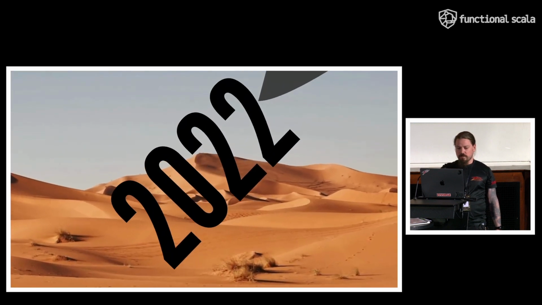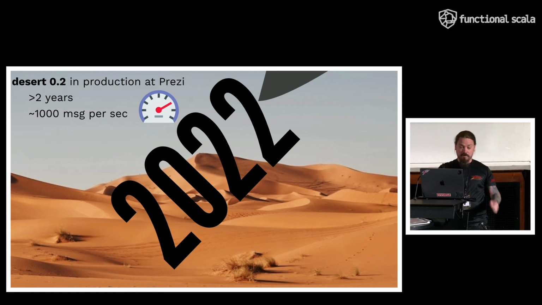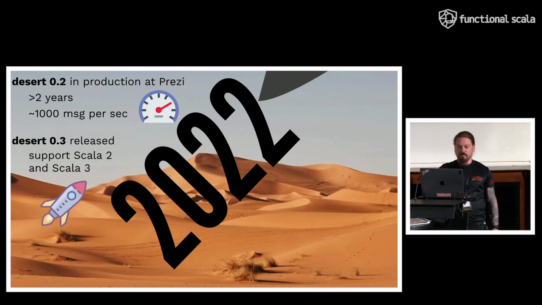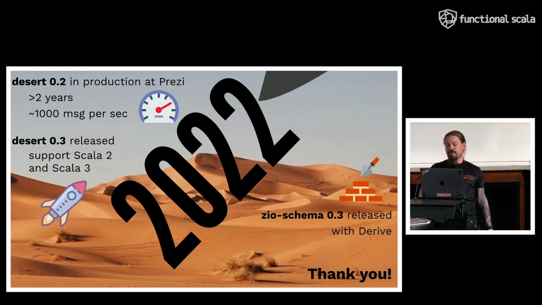So to sum it up today, an older version of the library has been in production at Prezi for more than 2 years now, I think. And in the past 2 years, it's been serializing like 1,000 messages per second continuously. And I just released a new version a few days ago, which supports everything that I talked about, and it's released for Scala 2 and Scala 3 as well. And as a side effect, ZIO Schema was also released with this new derivation feature, and it's also ready to use. So thank you. That was what I wanted to show.